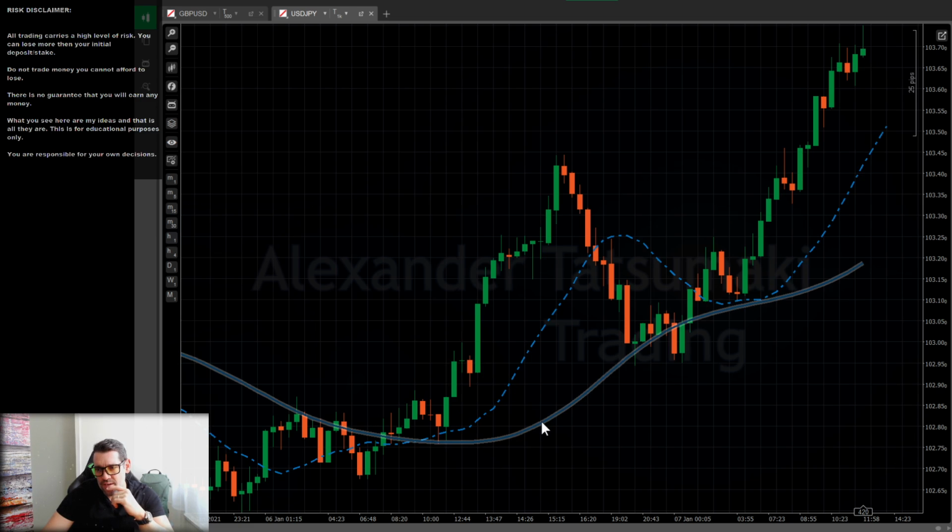This other line is also a weighted moving average. It's a darker color, and I mean to show you that it will move slower because it's darker. It's set to 50, no shift. And this is the USD/JPY. I've set it to a tick chart of 1000 right now.